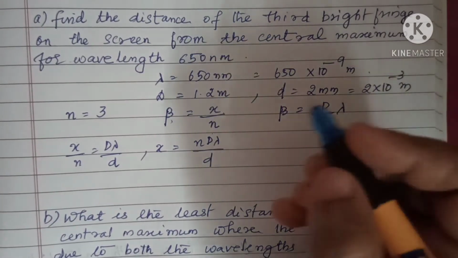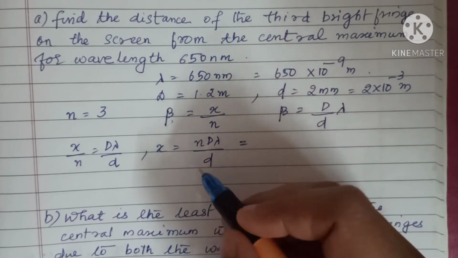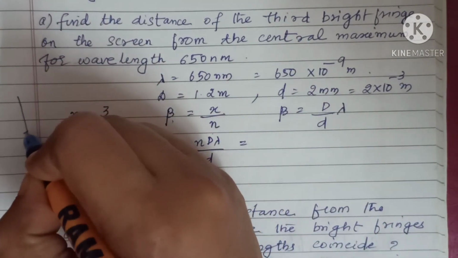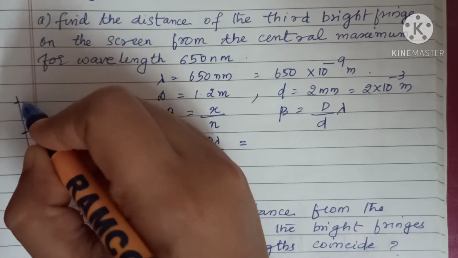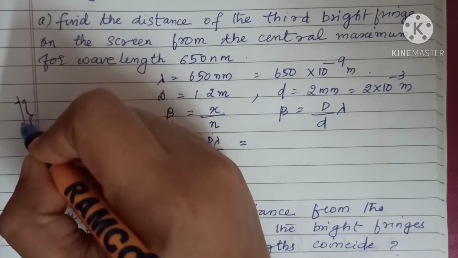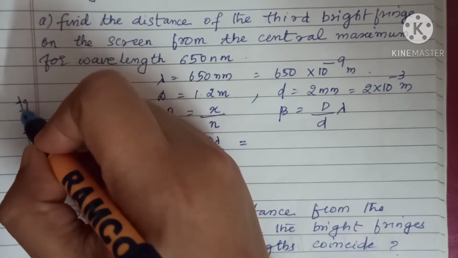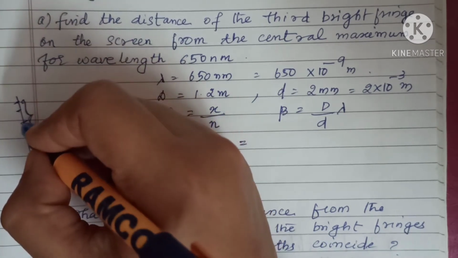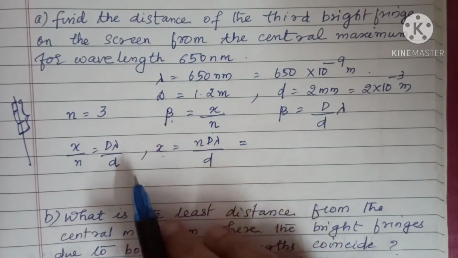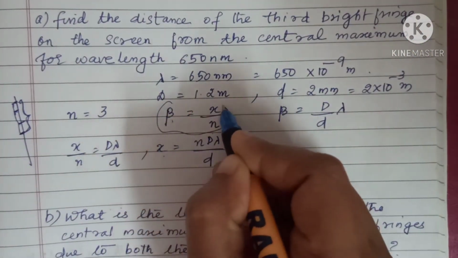Clear? So now you can substitute, because x you have to find. That means on the screen from the central maximum to the third bright fringe, this distance you have to find. In between, the first bright band is there, then the second bright band is there, but each distance is the same, right? So you can use this expression. This expression you have to keep in mind.